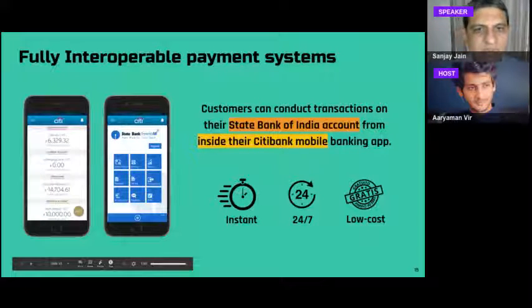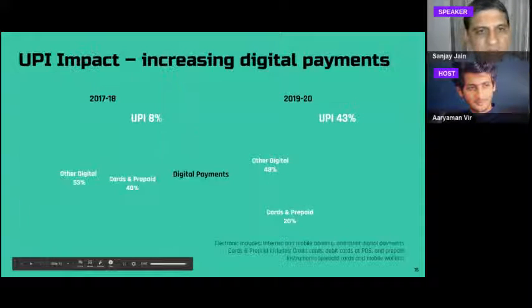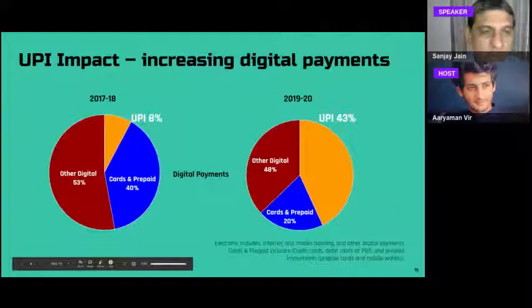It is a fully interoperable payment system, and you can conduct transactions from any bank account using any UPI-enabled app. So you could actually conduct your transactions through a State Bank of India account from inside a Citibank mobile banking app. This is something which is actually not available anywhere else around the world. In terms of impact, UPI was launched in 2016, and in 2017-18, it was about 8% of digital transactions. And last year, the year that just completed, it was 43% of digital transactions, far over cards and prepaid.